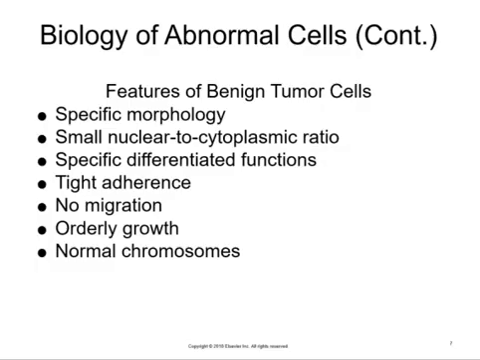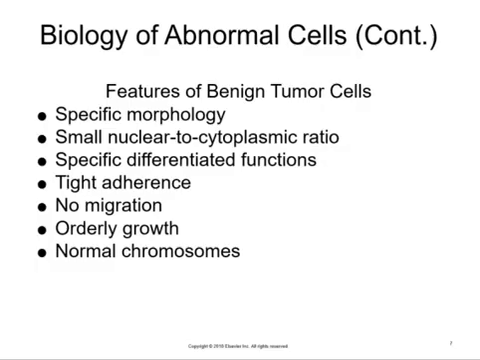Benign tumors also continue to produce fibronectin, and that keeps them tightly adhered to each other. There's no migration or wandering. They don't invade other tissues. It's not going to have metastasis like you see in cancerous tumors.